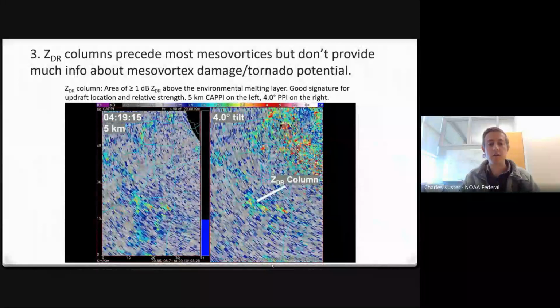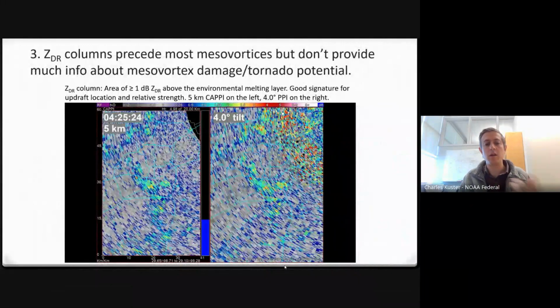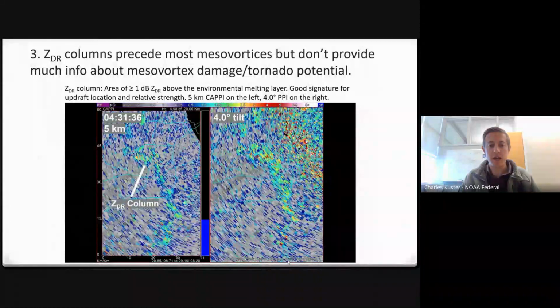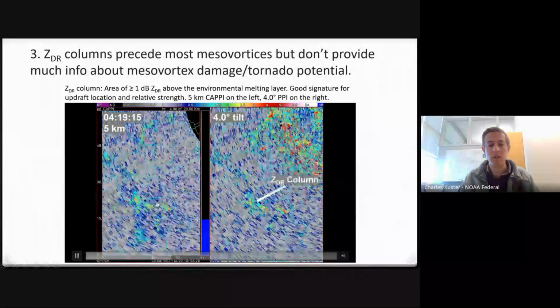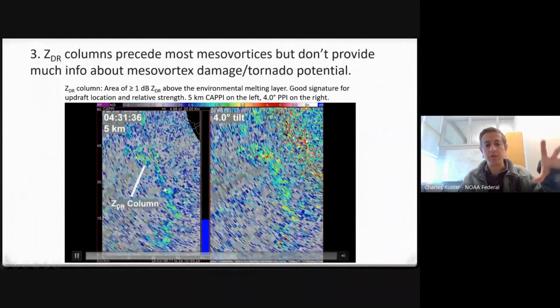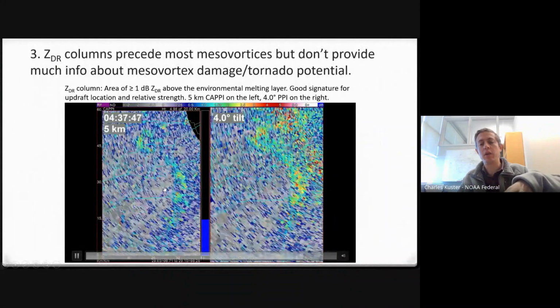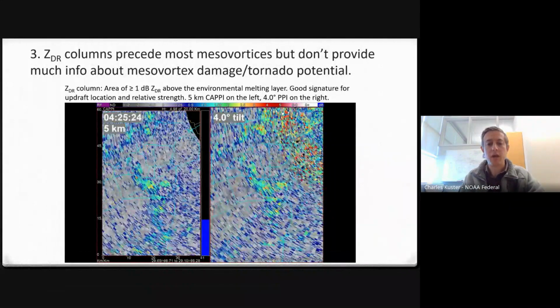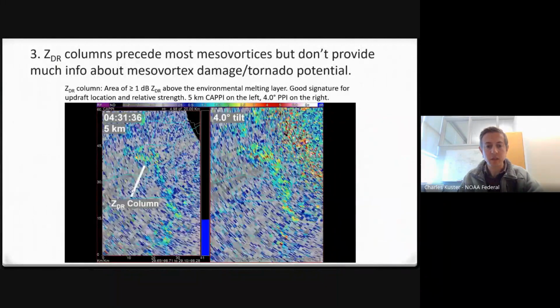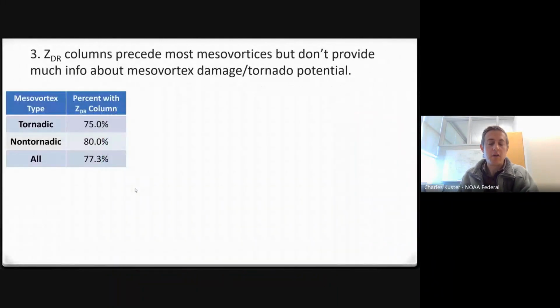Moving on to ZDR columns. ZDR columns are an updraft signature. So basically, if you have an area of positive ZDR, we define it as 1 or greater, somewhere above the melting layer, that's showing you where there are liquid raindrops and whatnot being lofted up above the melting layer by the updraft. For ZDR columns, we did find that a pretty good chunk of our mesovortices were preceded by these ZDR columns, about 75 to 80% once again.